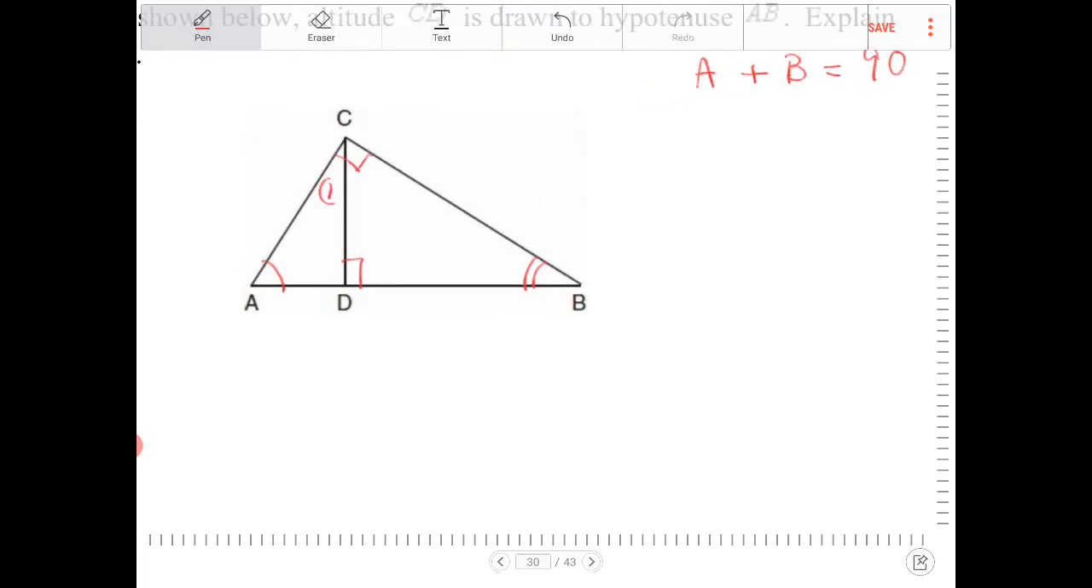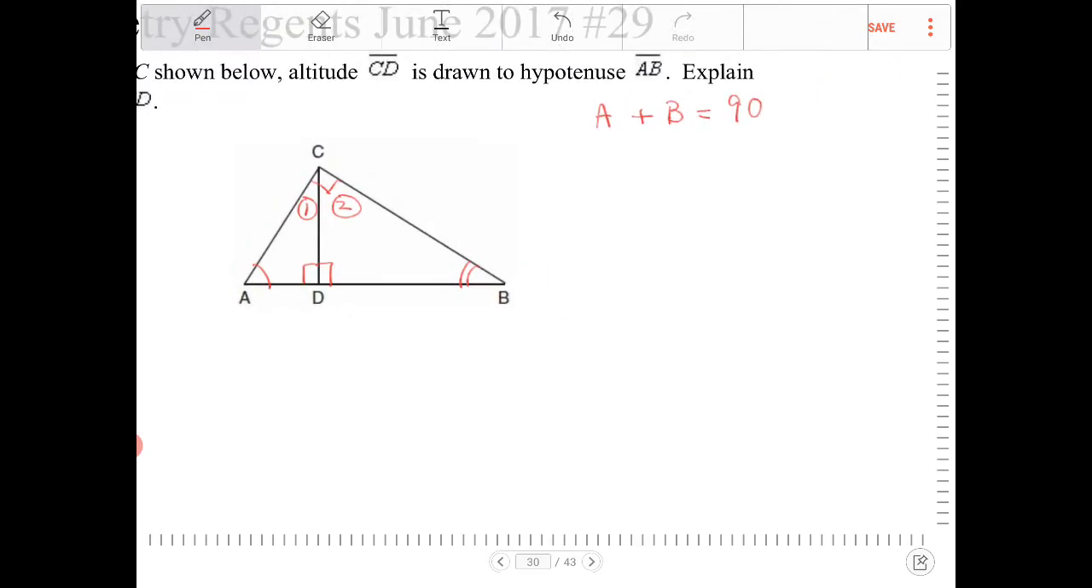We don't know this angle, which I'm going to call 1, and we don't know this angle, which I'm going to call 2. The other angle on the other side of the altitude there is also 90. So what I can do is say that angle A plus angle 1 is equal to 90 degrees. Because, a very similar argument, in the small triangle, A plus 1 plus 90 must equal 180. So we can conclude once again that A plus 1 is equal to 90.